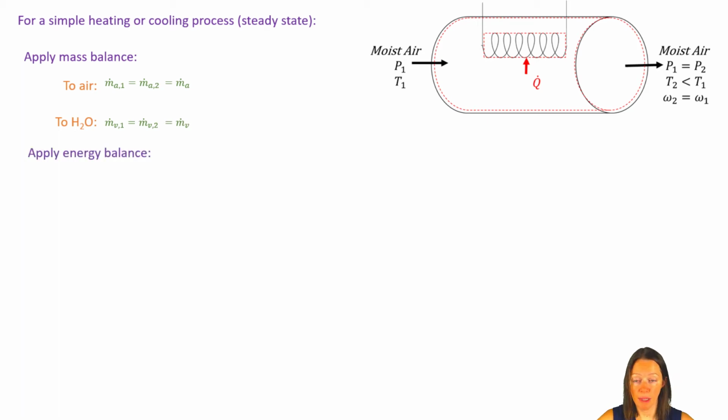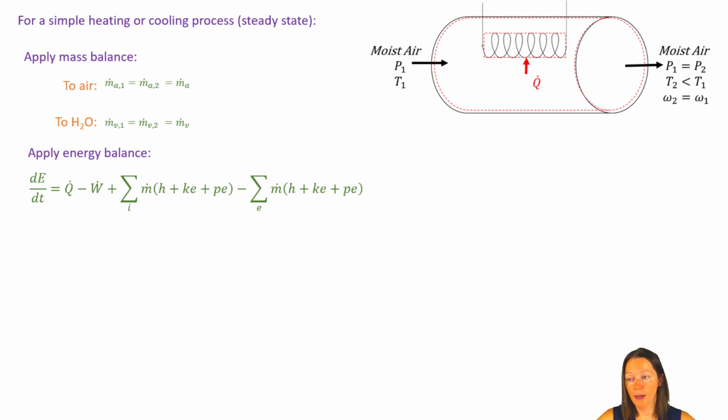And now I'm going to apply my energy balance. So here's my energy balance. It's an open system, so a lot of things are going to go away: steady state, no work, no changes in kinetic and potential energy. However, I am capturing the fact that in this picture I've got a cooling process because I'm removing heat from the air by means of a cooling coil. Of course, my Q could be going the other way. It could be going into the moist air, and that would be for a heating process.